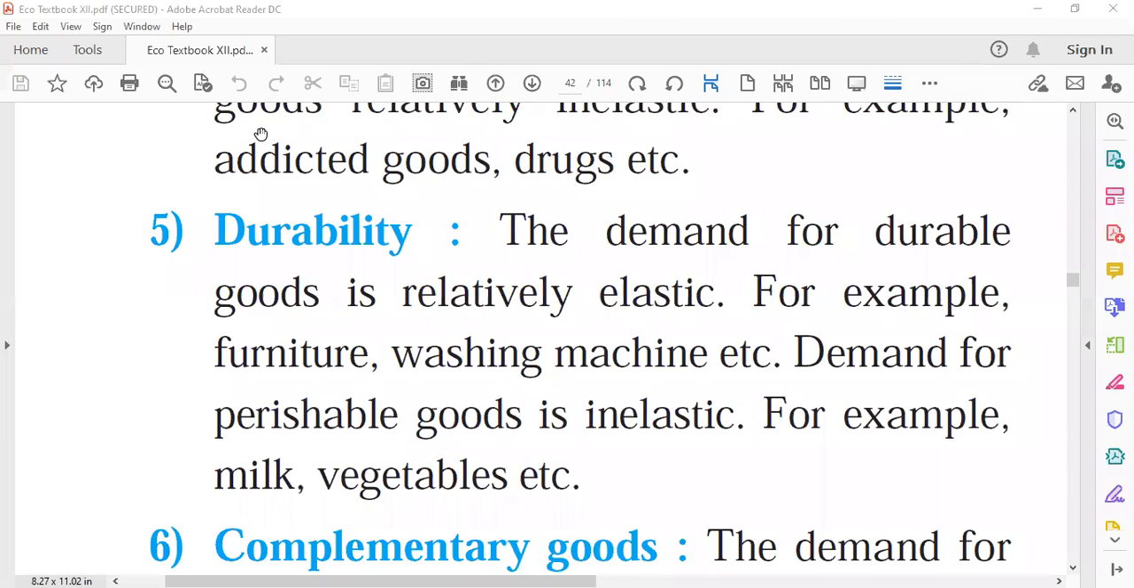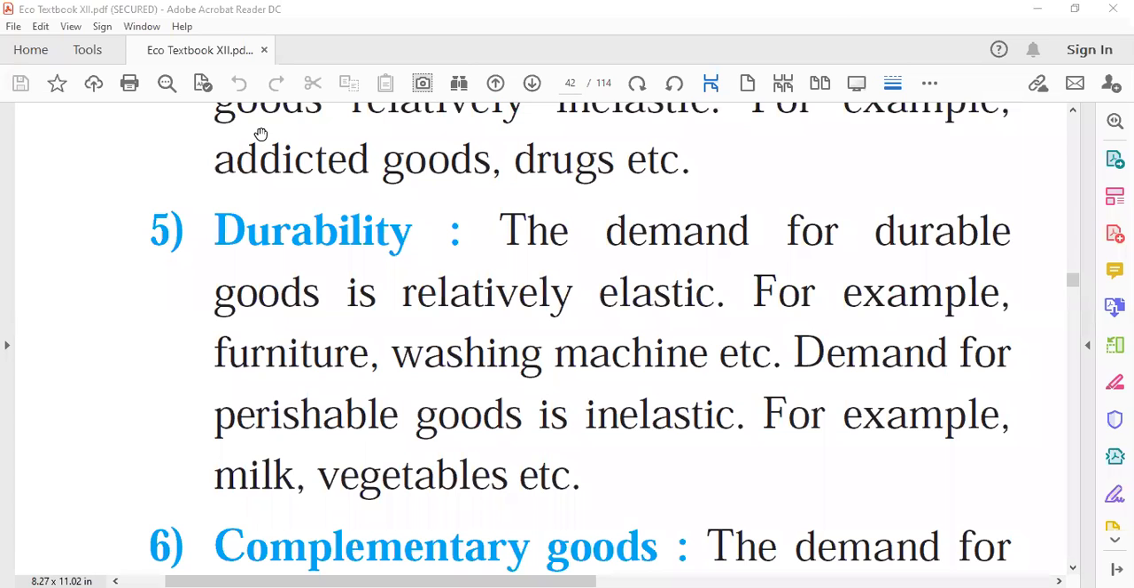क्यों? Because we cannot store that commodity. We cannot postpone the consumption of such a commodity. Like milk, vegetables, we are purchasing only that much commodity as per our daily requirement. Why? Because we cannot store it for a longer period. Therefore, the demand for such a perishable commodity is inelastic.